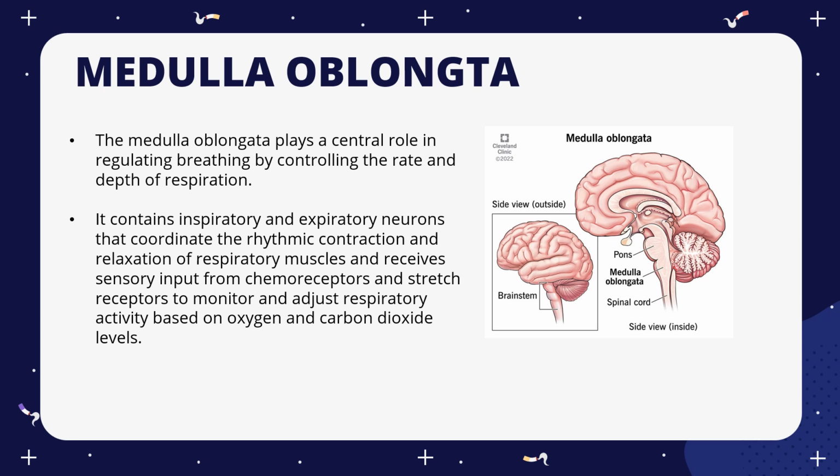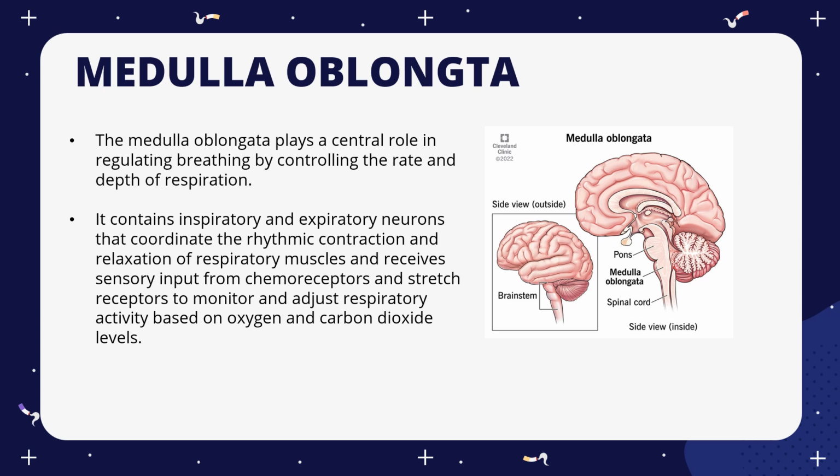The medulla oblongata is the respiratory control center of our body. It is composed of a group of neurons located in the medulla oblongata, which is part of the brain stem. It is responsible for regulating the rate and depth of breathing to ensure that the body is receiving adequate amounts of oxygen and exhaling carbon dioxide.